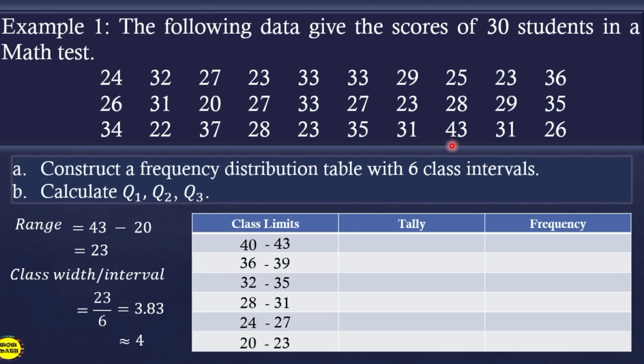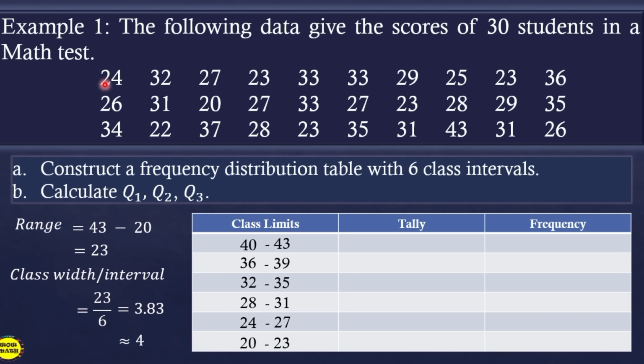So, kahit hindi, pwede ninyo ito i-arrange from lowest score to highest score para mas madali ninyong mabilang kung ilan yung nakakuha ng score from 20 to 23. So, mas madali. Pero kung ayaw ninyo i-arrange, isa-isahin natin.